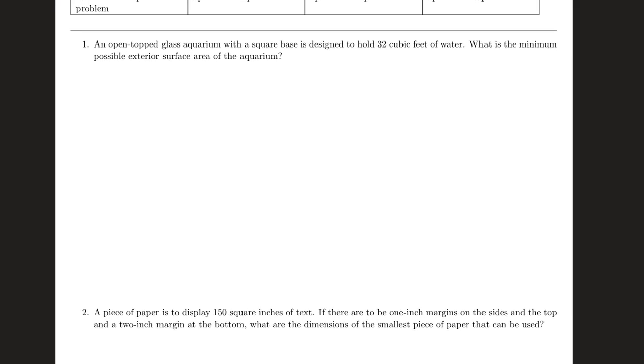Our last skill is the most involved one. It's basically finding absolute extrema where you have to make the equation yourself. So in this one, we have an open top glass aquarium on a square base. Its volume is 32 cubic feet. What's the minimum possible surface area for the aquarium?